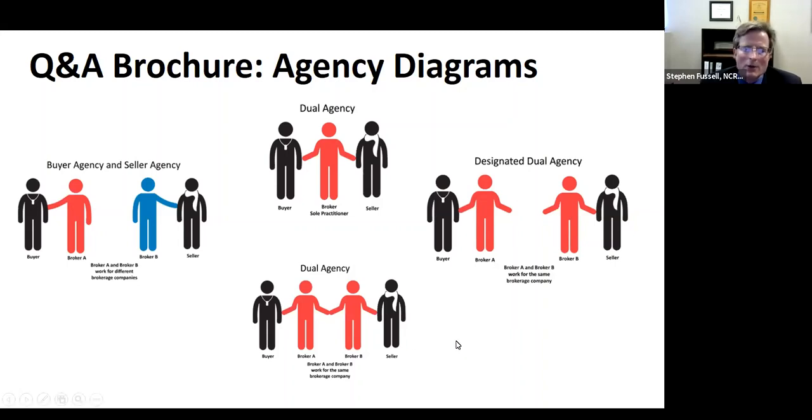Keep in mind that when you do designated dual agency, you've got to have the consent of both the buyer and the seller. So if the buyer says, well, I'm not comfortable with dual agency, I'd rather go with designated dual agency, you need to make sure that you go back to the seller and address the designated dual agency issue and make sure that the seller has said that, okay, designated dual agency is okay. You've got to have the consent of both parties. You cannot do designated dual agency if one party doesn't want it.